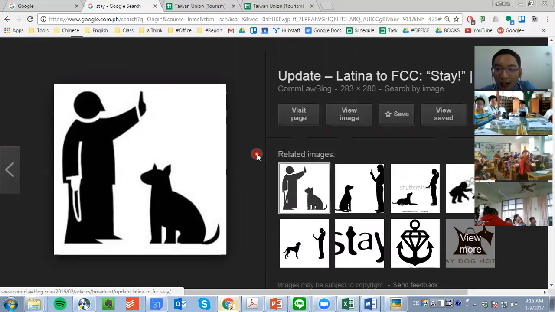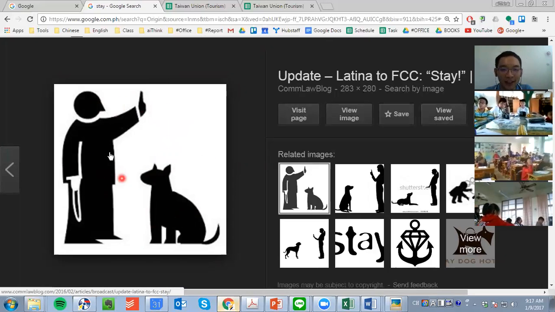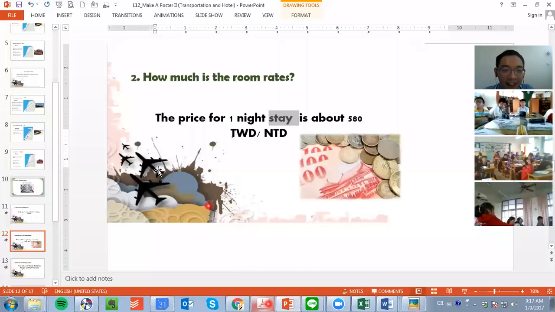Now let's welcome Wugu School. Wugu School, stand up. So stay means not moving, right? Stay means not moving. So I need you to do the action like this. Wait, 1, 2, 3, action. Stay. Okay, very good, guys. All right, have a seat. Stay, not moving. Don't worry, Beishi School, you will be next. I'll call you.